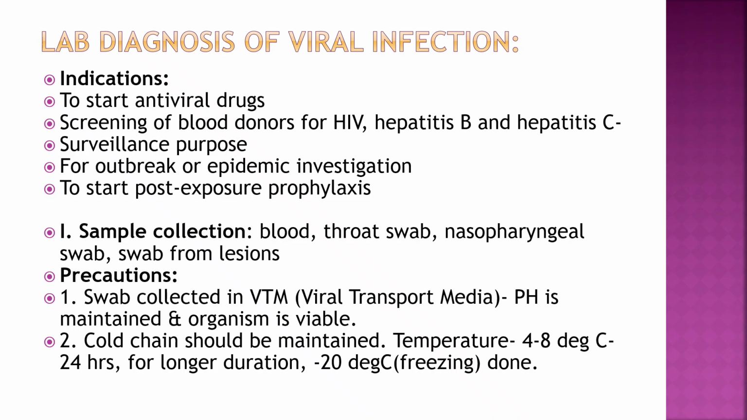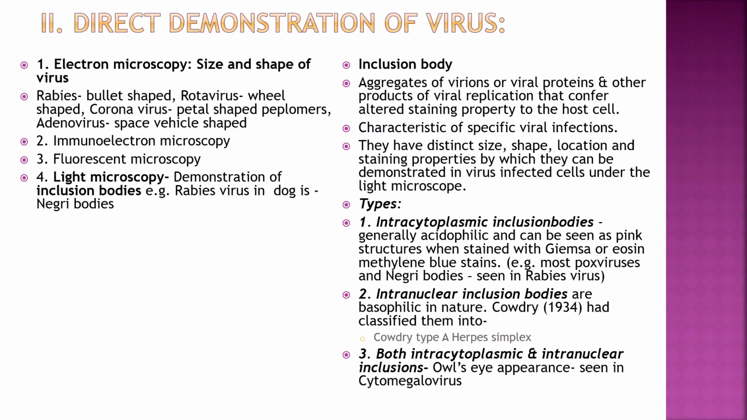So the first step is sample collection. Samples like blood, throat swab, nasopharyngeal swab, and swab from lesions are taken. Precautions taken: the swab is collected in VTM, viral transport media, so pH is maintained and the organism is viable. Cold chain should be maintained: temperature 4 to 8 degrees Celsius for 24 hours. For longer duration, minus 20 degrees Celsius, freezing is done.